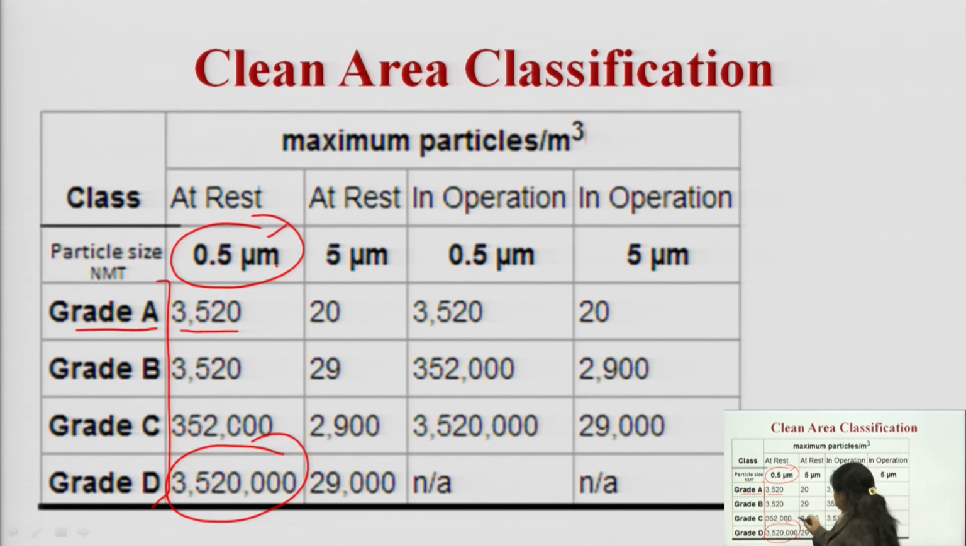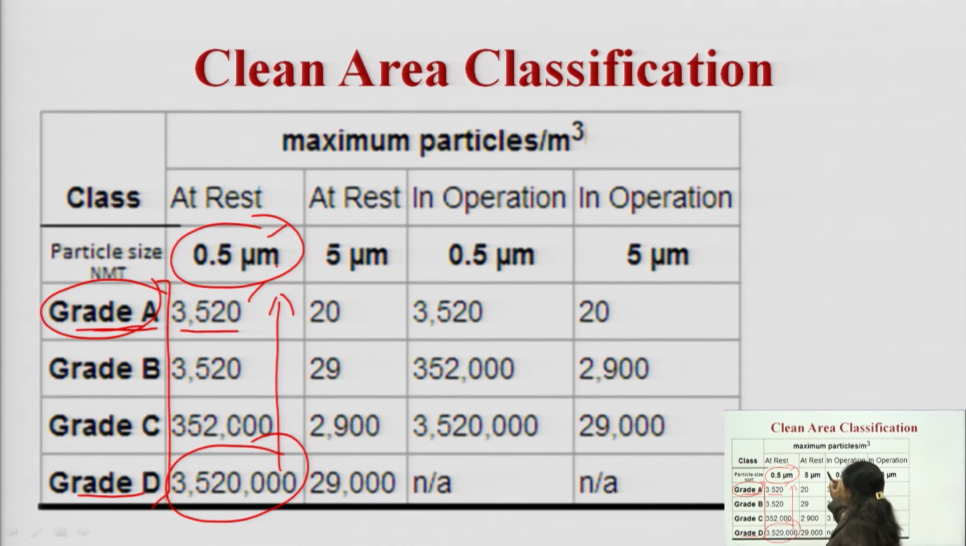So as we move from this area towards this area, the number of particles, as you see, is decreasing from about 3 lakh 30 thousand towards 3000. In this way, the number of dust particles allowed within the grade D area is much more as compared to grade A. Grade A is called the aseptic area, in which a minimum number of particles are allowed.